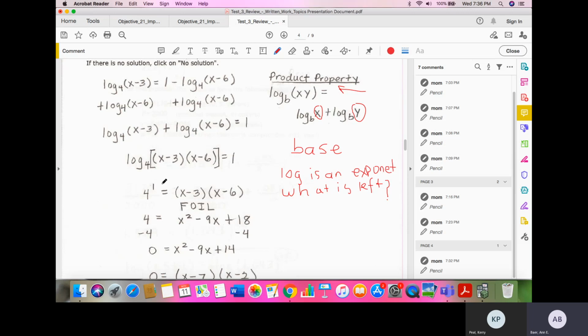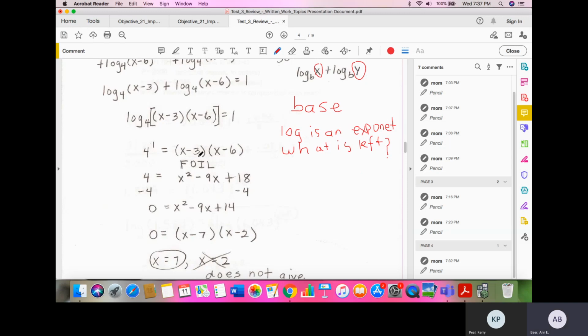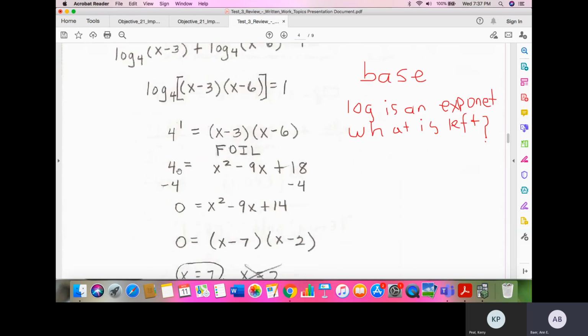What's left that needs to be written down is this argument. What's inside here? X, and we write that down on the other side. That equals what's left. And that what's left is this x minus 3 times x minus 6. So that goes on the other side. So it's just conversion, and I hopefully gave you enough converting problems so that you understand what I'm saying here about this. Now we just want to solve this equation. 4 to the first power is indeed 4. So I wrote down 4, copied it down.